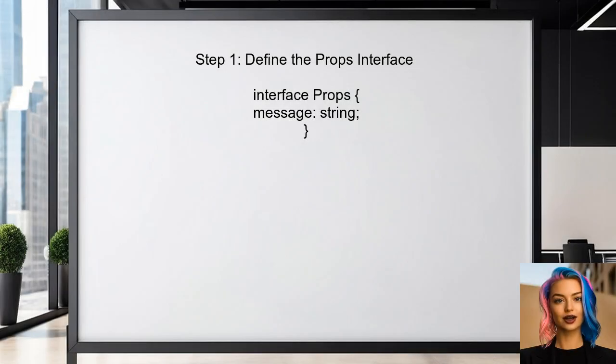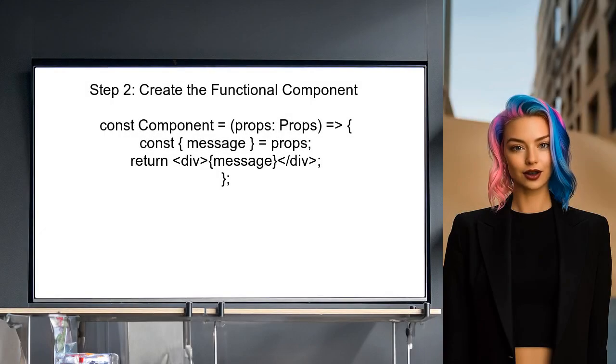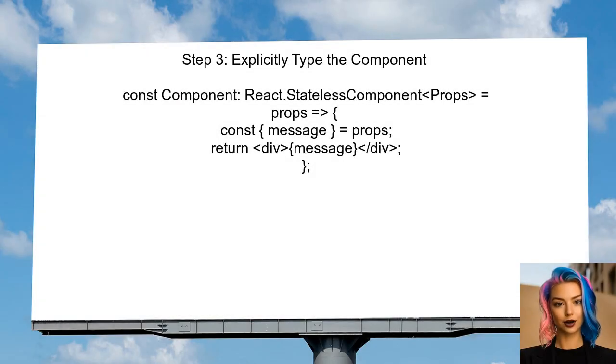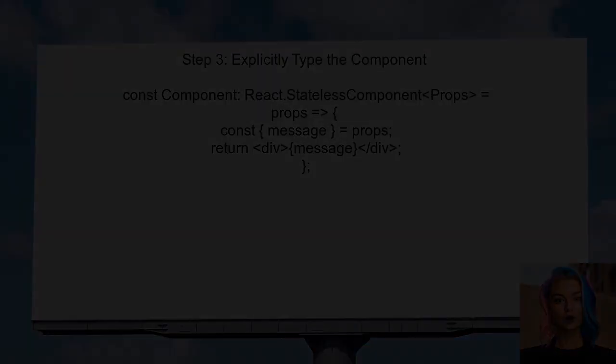To declare a stateless functional component in React with TypeScript, the user can start by defining an interface for the component's props. This interface will specify the types of the props that the component will receive. Next, the user can create the functional component itself. In the first method, the user can simply declare the component as a function that takes props of the defined interface. Alternatively, in the second method, the user can explicitly type the component as a React stateless component. This approach provides additional clarity about the component type.